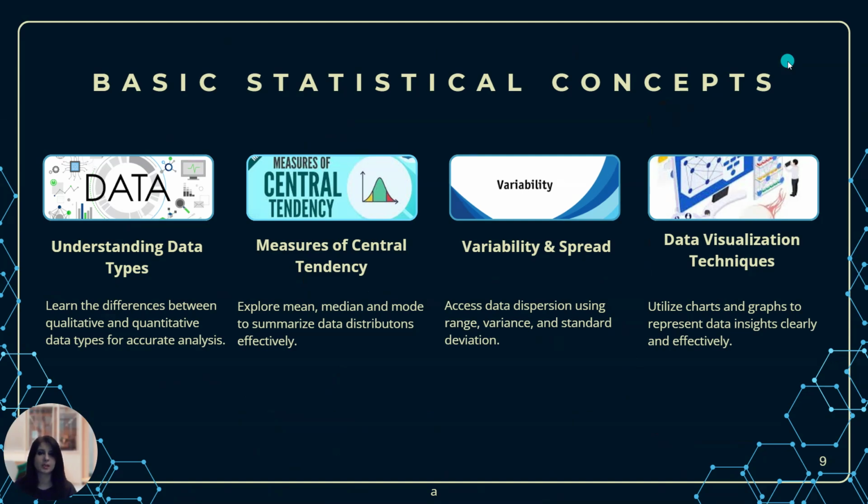So once we're dealing with the data, of course, we need to remember about statistics and the main concepts. We need to understand the data types, because if we do not understand the data types, then we might end up using some tools or concepts mistakenly. So we differentiate mostly quantitative versus qualitative data for accurate analysis. Then the measures of central tendency. These enable us to explore the mean, median, and mode, and that's very helpful, and it's done to summarize the data distributions effectively.